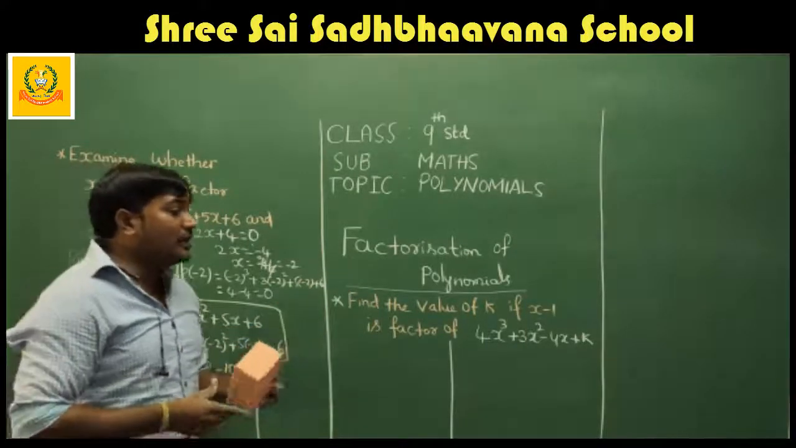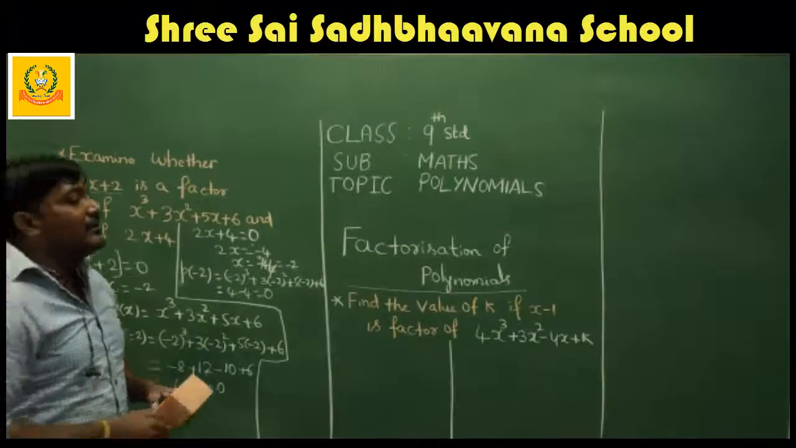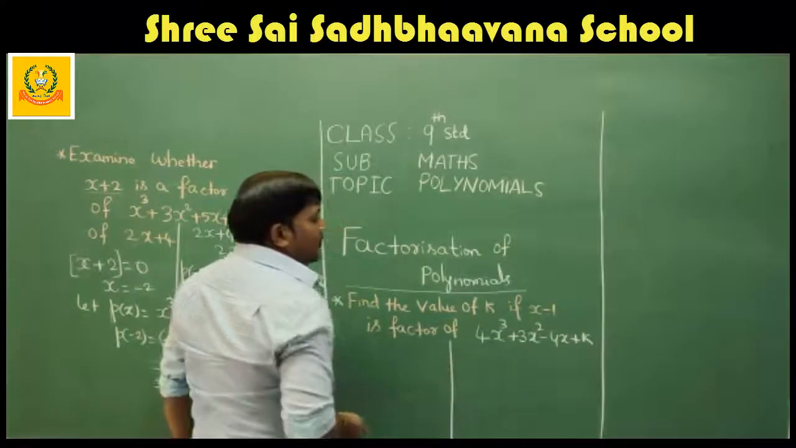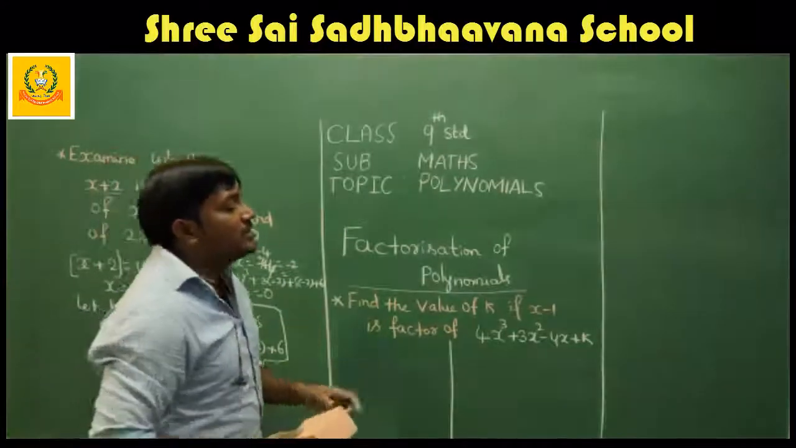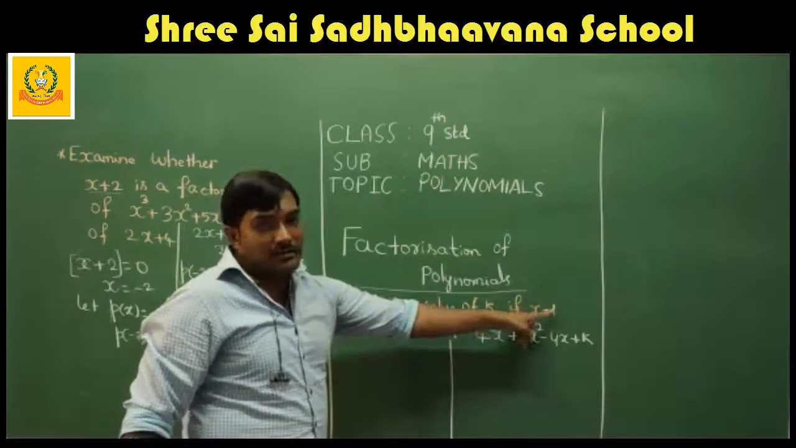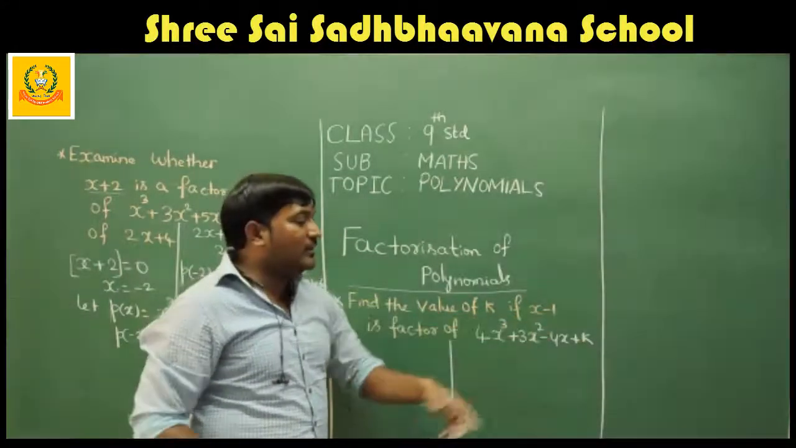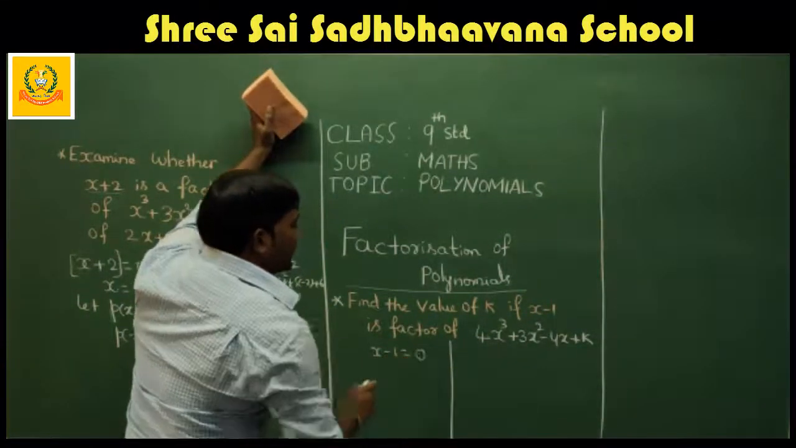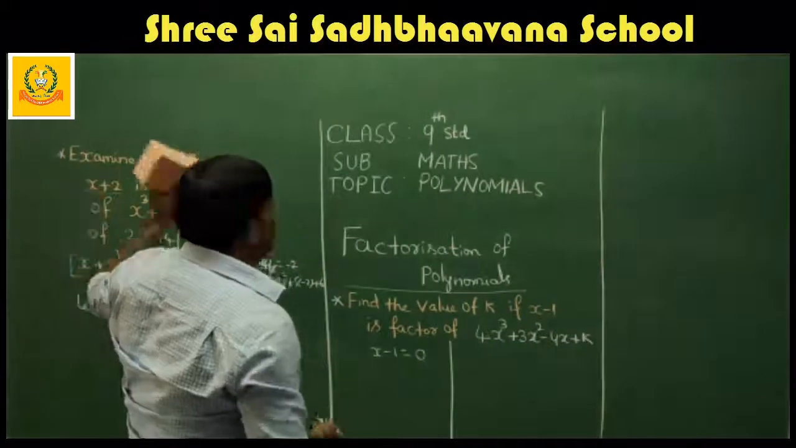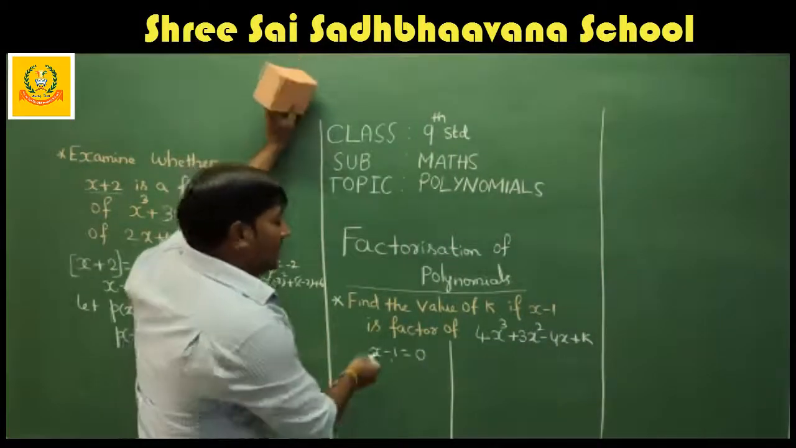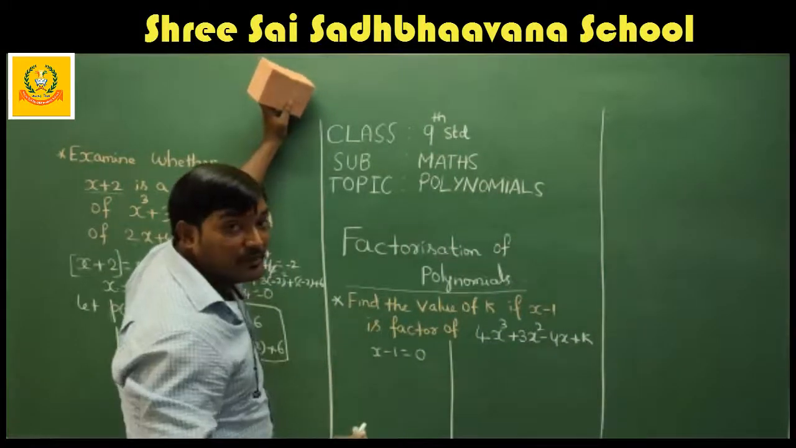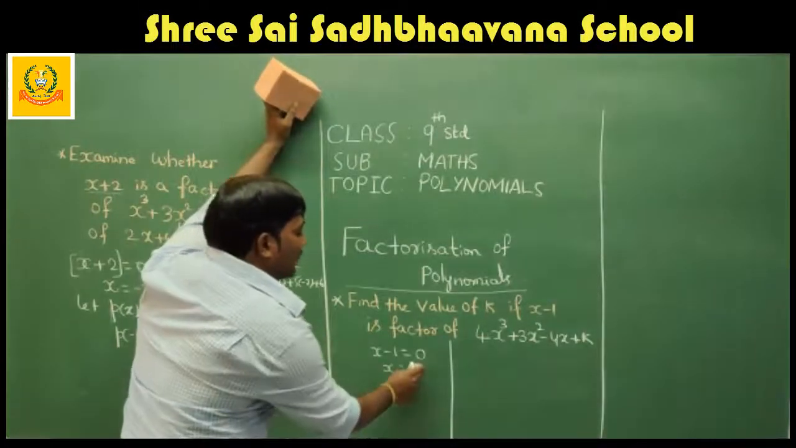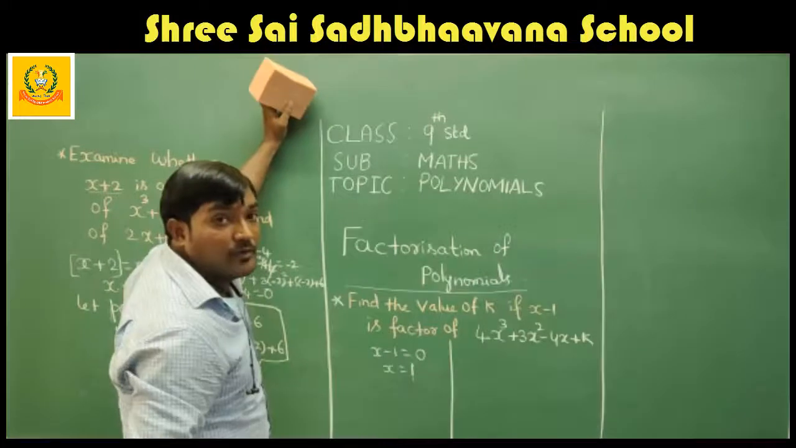Okay, and we know the condition that if x minus 1 is a factor of the given polynomial, then when you substitute x... what is the first thing we should do? We should equate to 0, correct? The same thing I followed for the last sum, the same steps I am following. x minus 1 we should equate to 0 and x is equal to 1. So you got the x value as 1.